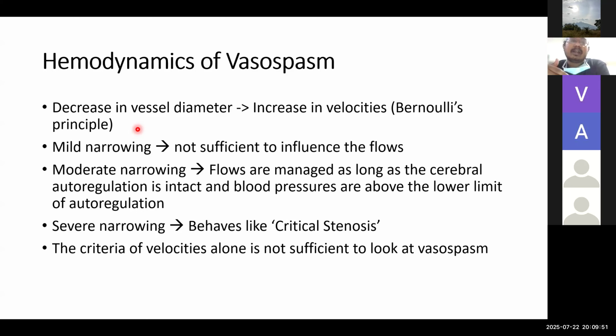The more the narrowing is there, the blood flow starts decreasing. So this, I think, we have learned in the last class, the Reed-Spencer curve. What we need to understand is that the criteria of velocities to diagnose vasospasm alone is not sufficient. Why? We'll look into the next slide.